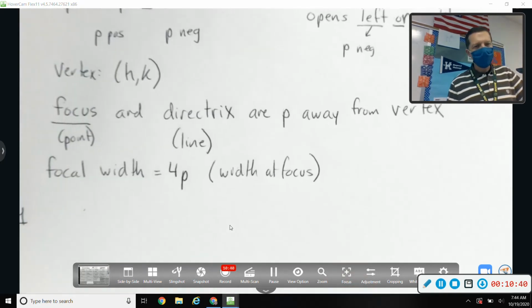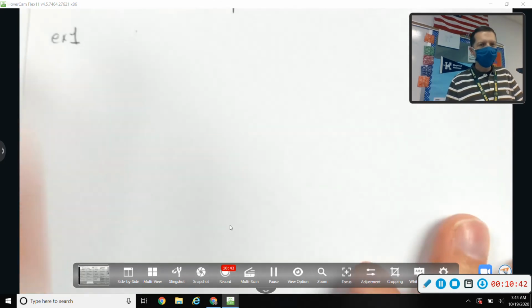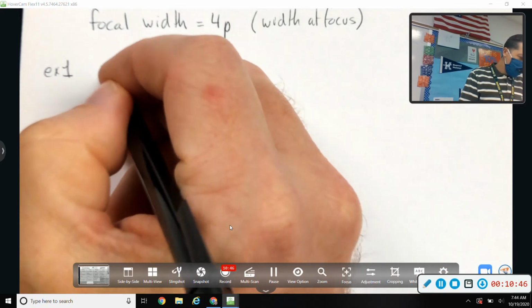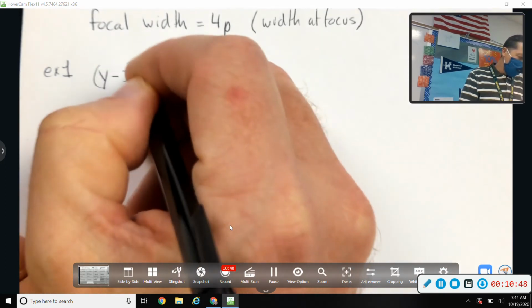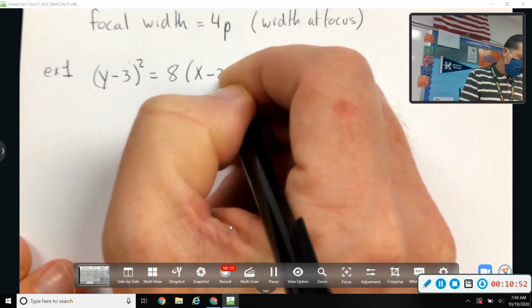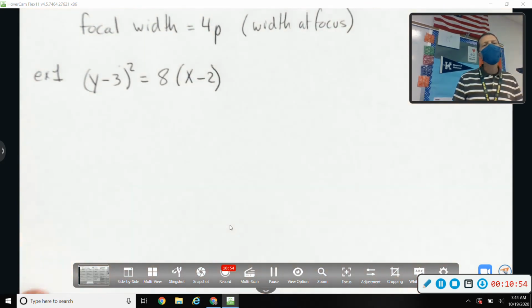All right, enough background. Let's work one of these and put all this stuff into practice here. y minus 3 squared equals 8 times x minus 2. y minus 3 squared equals 8 times x minus 2.